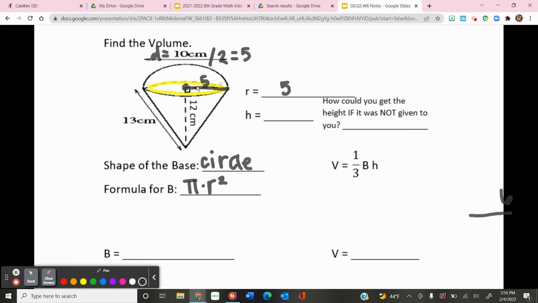Now, the height of your cone is from the center of your base to the peak of your cone. So here your height is going to be 12. Again, as I mentioned before, 13 is your slant height. You do not want to use it. But if you were given your slant height and your radius, you would be able to find your height by using the Pythagorean theorem.